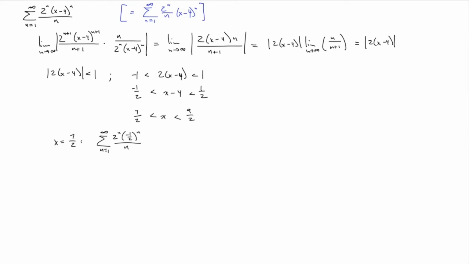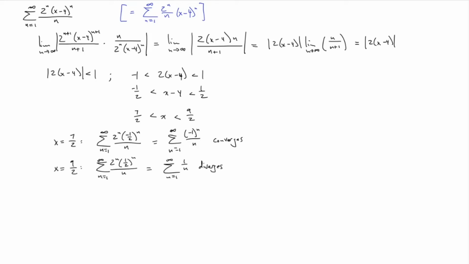At x equals 7/2, we get the series sum n equals 1 to infinity of 2 to the n times negative 1/2 to the n over n. And 2 to the n times negative 1/2 to the n is 2 times negative 1/2, all to the n, which is just negative 1 to the n. And so this is the alternating harmonic series, which we know converges.